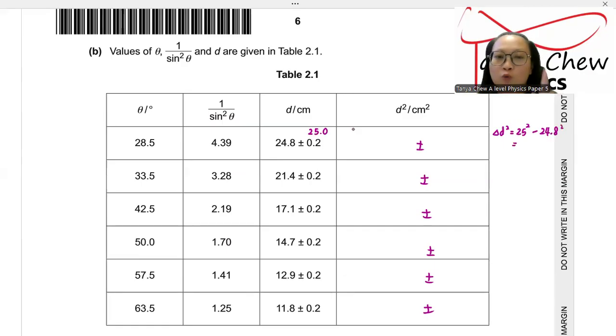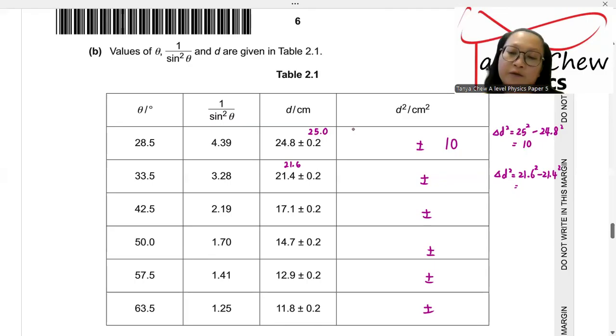Round it off to 1 SF because, like I told you, I want to follow the AS syllabus. AS physics states that the absolute uncertainty can only take 1 SF. I got 9.9 something, so I round it off to the nearest 10, which is 10. For the next d squared value, 21.4 plus 0.2, you should get 21.6. So delta d squared here is 21.6 squared minus 21.4 squared. Round it off to one significant figure, I got 9. So I put 9 here.